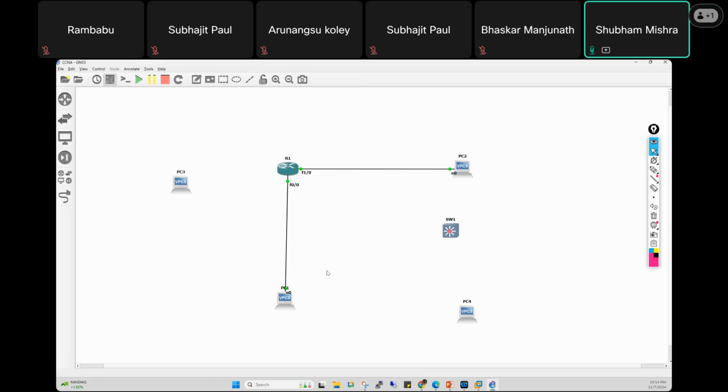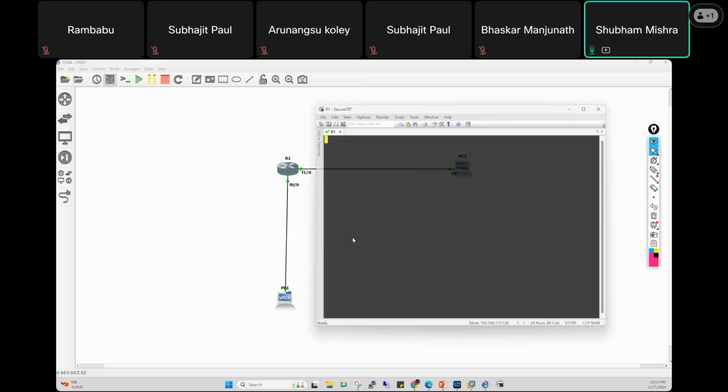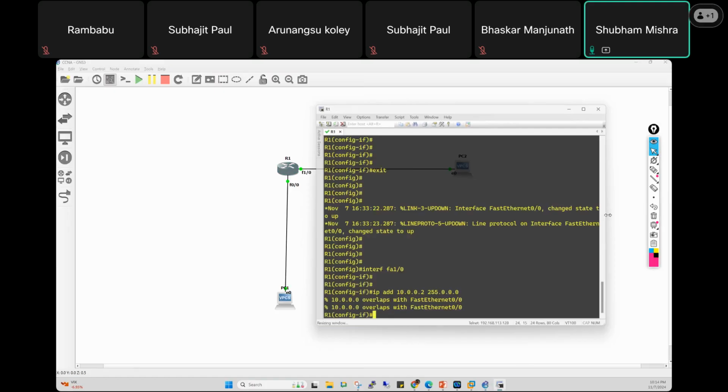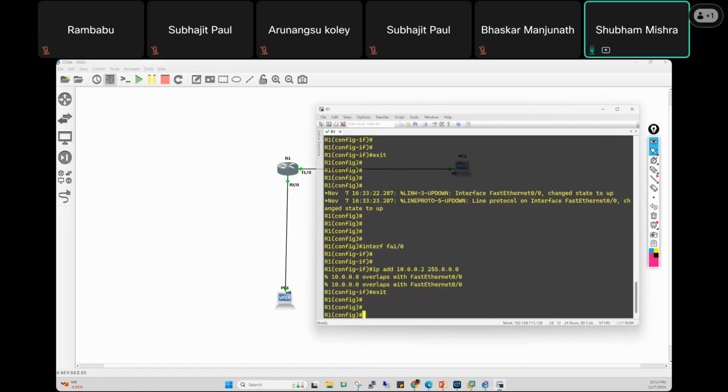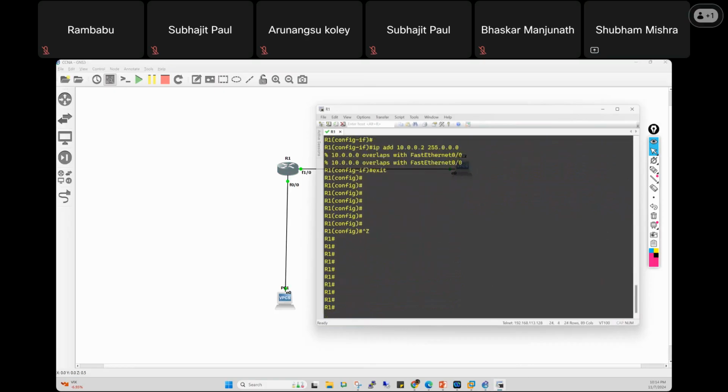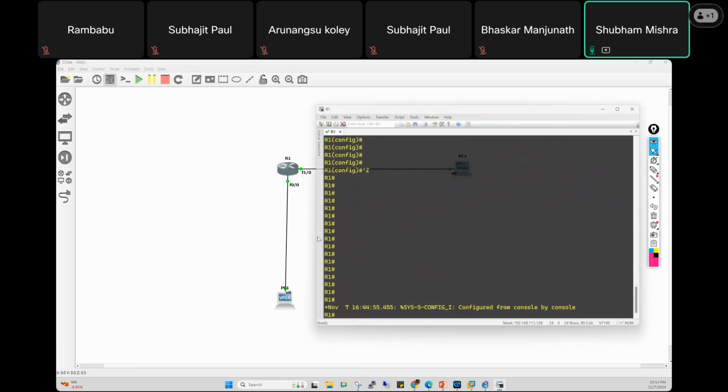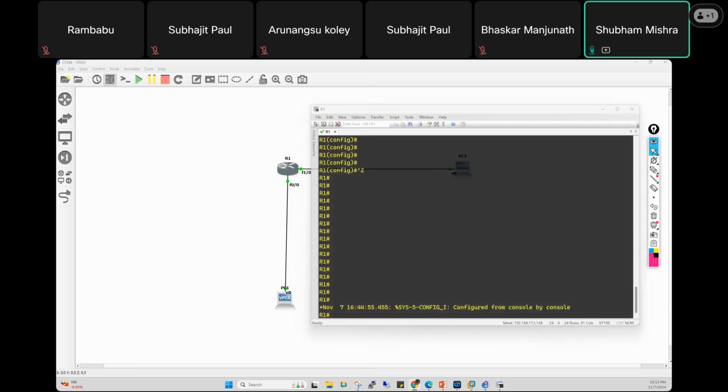Now come here, one thing. This is the router. Let me open this router. Here, I hope you are able to see the console of the router, right? Everyone, tell me. Yes, everyone.